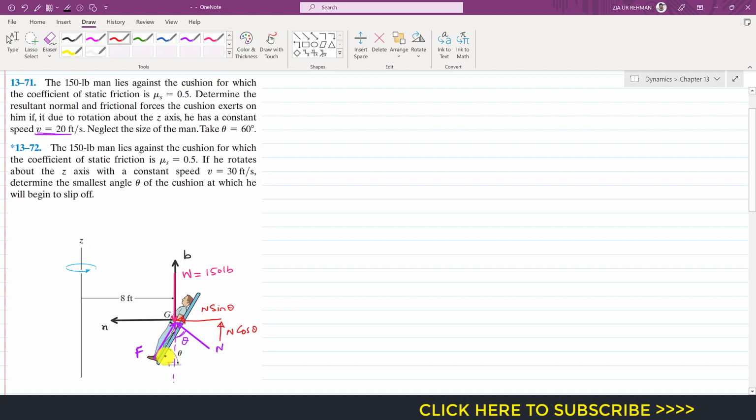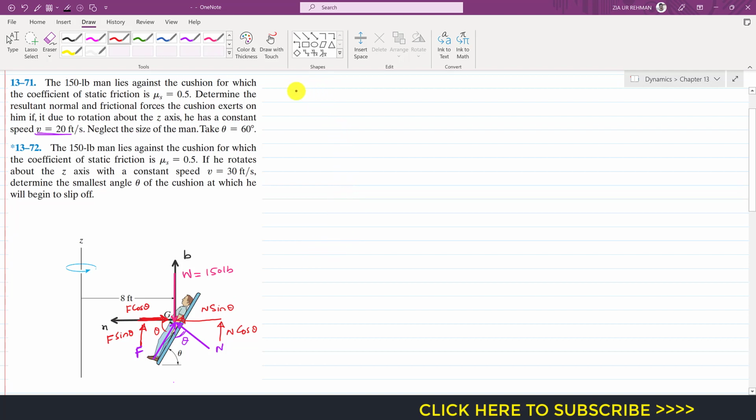Similarly this force F is making theta angle here, so it will be making that same angle theta here as well. Again we can resolve this friction force into its components. It will have one component acting in this direction, and this one will be the cos component. So this is F cos theta, and similarly it will have one component which will be acting in the positive b direction. So this is F sin theta.